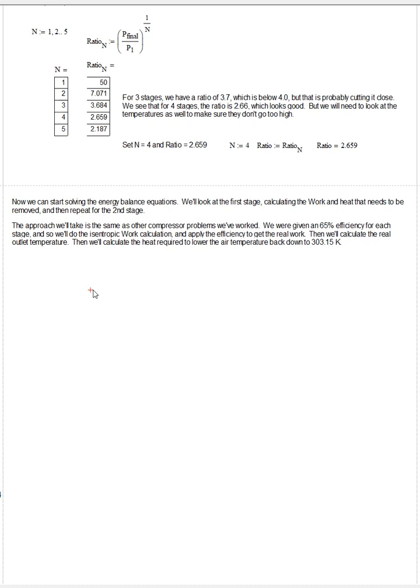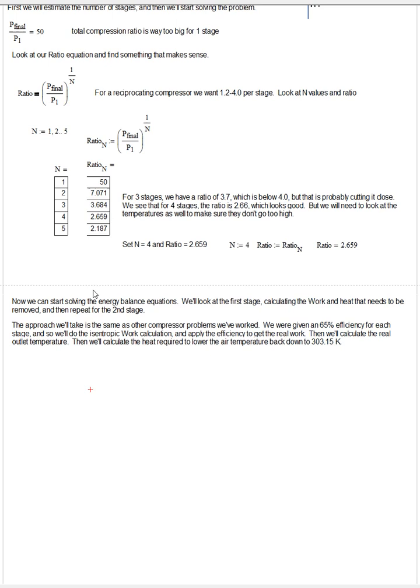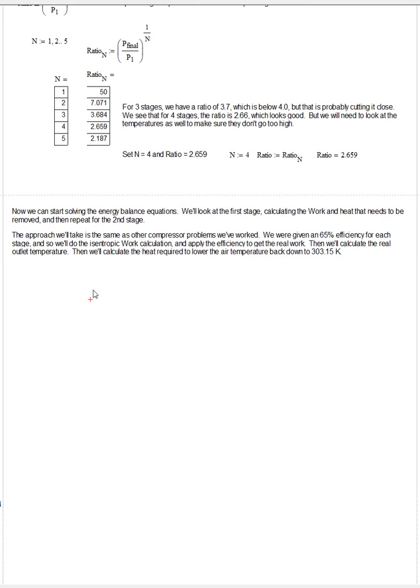And so we were given an efficiency of 65%. And so we have to do the same kind of calculations we did before, where we will do an isentropic work calculation. We will then apply the efficiency to get the real work. Then remember, we have to calculate the temperature, so we'll calculate the real outlet temperature, make sure we're under 200, and then we'll calculate the heat that is required in that intercooler to lower the temperature back down to, and again I messed up here, it should be 308 degrees Kelvin.